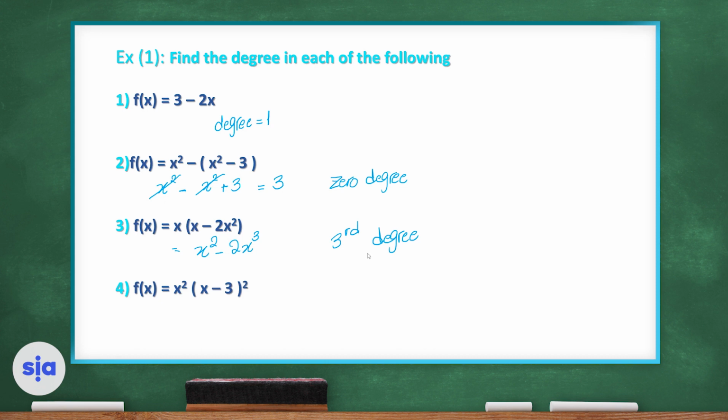Last one, number 4. F of x equals x squared multiplied by x minus 3 all squared. So here's the x squared, and then you need to expand this: x squared minus 6x plus 9. We multiply this here: x to the power of 4 minus 6x to the power of 3 plus 9x squared. So in this case, this polynomial is in the fourth degree, or its degree is 4.